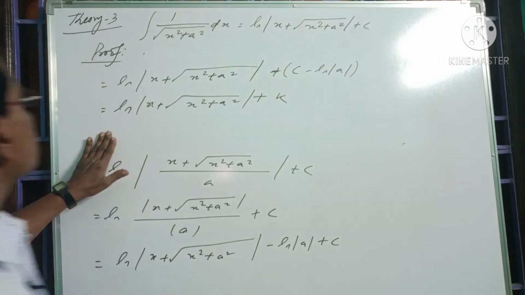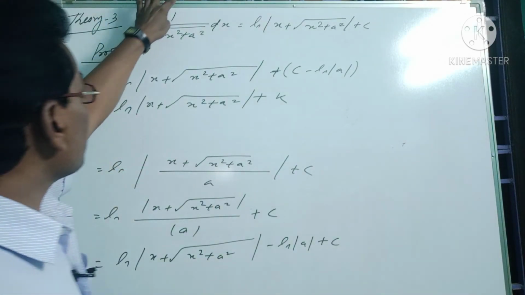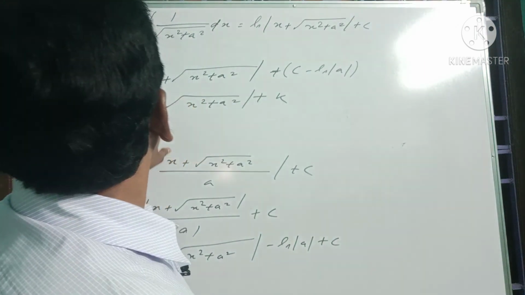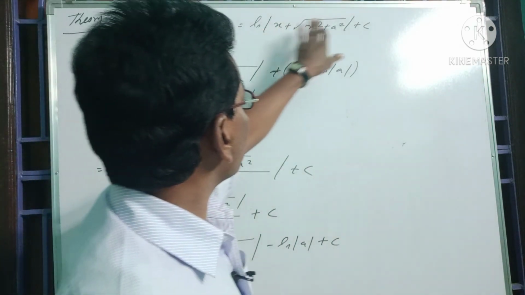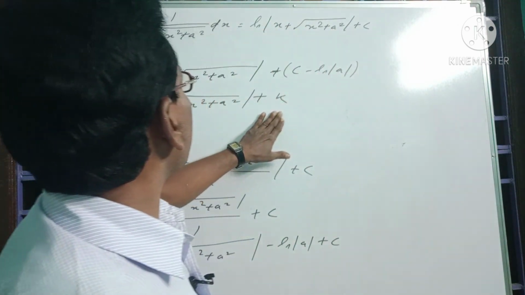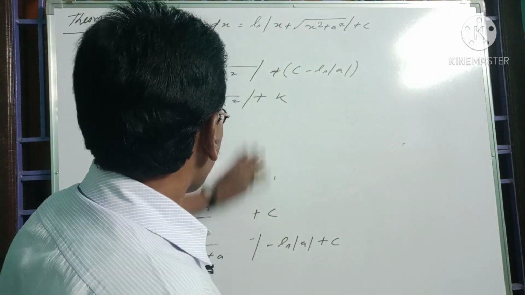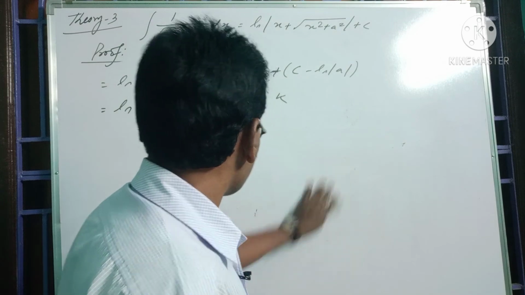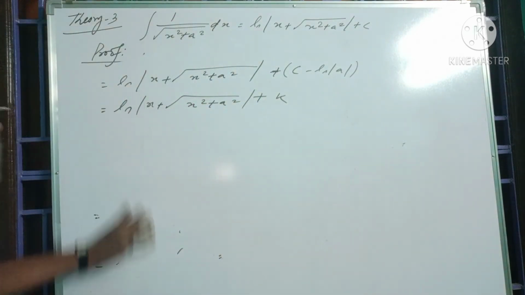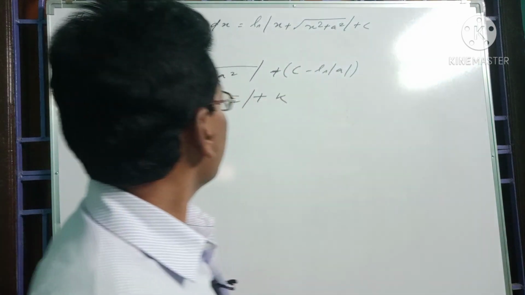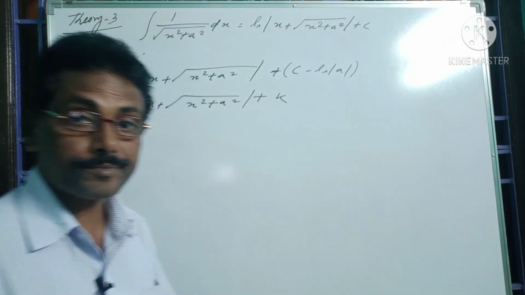Hence we got that integration of 1 by root of x square plus a square with respect to x is equal to ln of mod of x plus root of x square plus a square plus k, where k is the final constant of integration. So in this process we derived a formula for the third integral, that is integration of 1 by root of x square plus a square with respect to x. Hence the integration is completed.